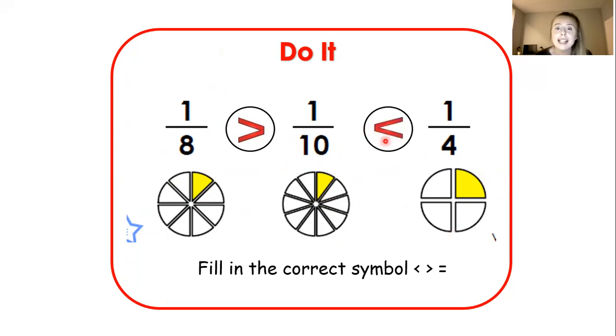1/10 is less than 1/4. This whole has been split into tenths, so there's our 1/10 there. But this whole has been split into quarters, so that is a quarter there. That quarter is much bigger than that tenth because that's only been split up 4 times. This has been split up 10 times. So we know that 1/4 is larger than a tenth, don't we?